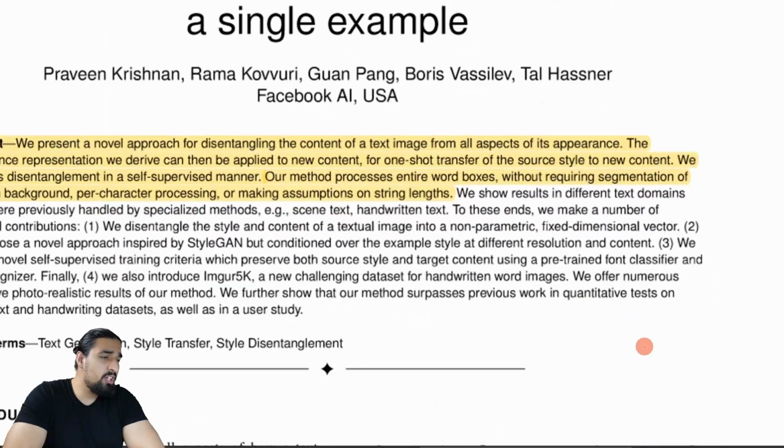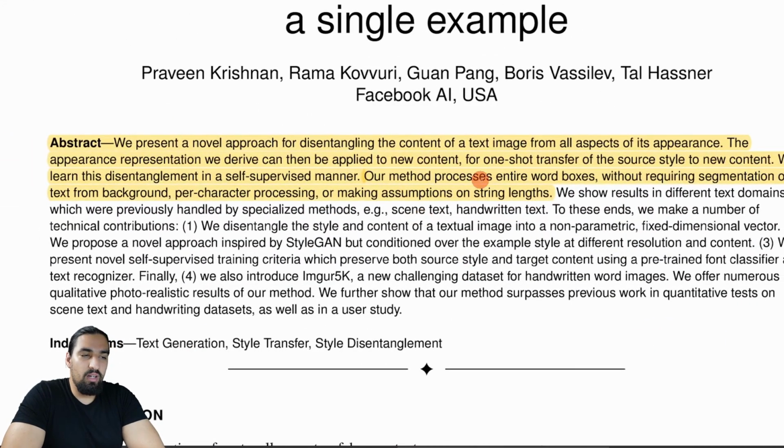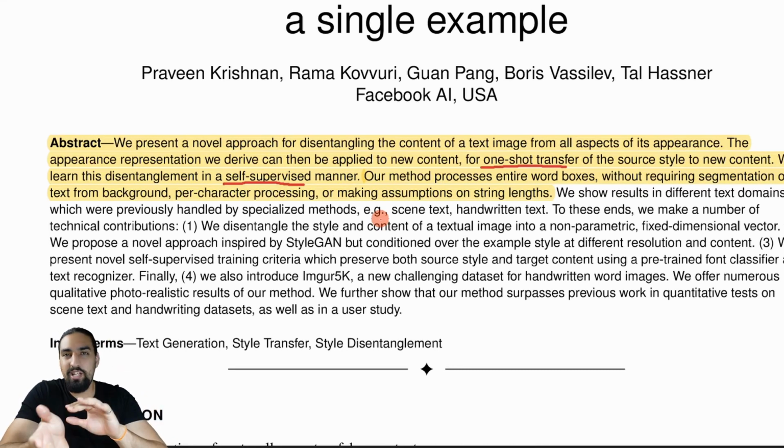So they say here, we present a novel approach for disentangling the content of a text image from all aspects of its appearance. The appearance representation we derive can then be applied to new content for one-shot transfer of the source style to new content. We learn this disentanglement in a self-supervised manner. So this is not completely true, because they actually have a couple of pre-trained networks, like one is an OCR engine, one is a font classifier, and they also assume to have those bounding boxes as well as the ground truth text inside of those bounding boxes. So it's a combination of supervised learning and unsupervised and self-supervised learning, but a nice portion of the pipeline is actually self-supervised, so that's cool.